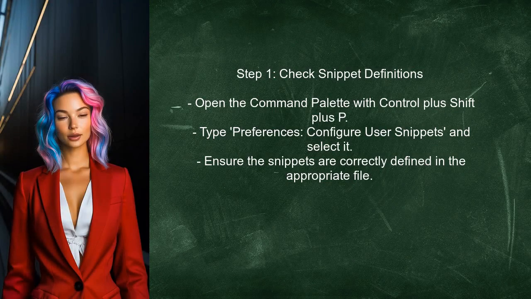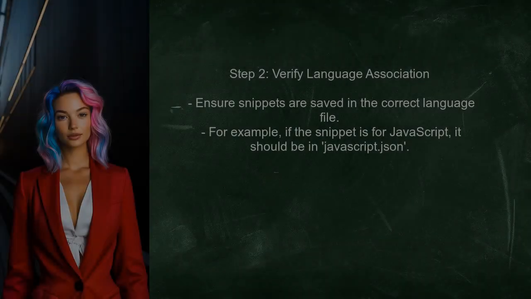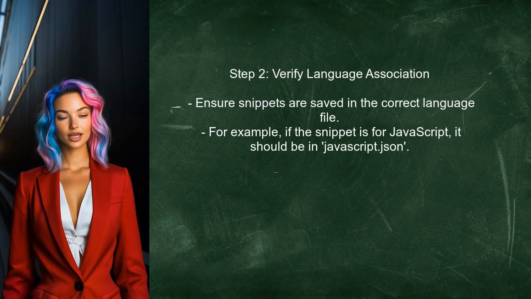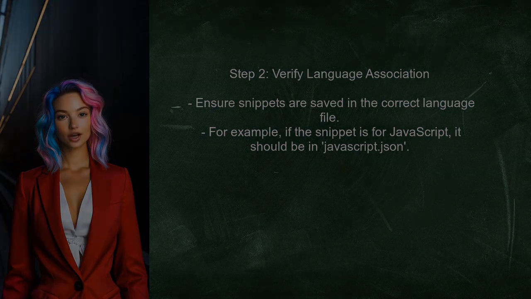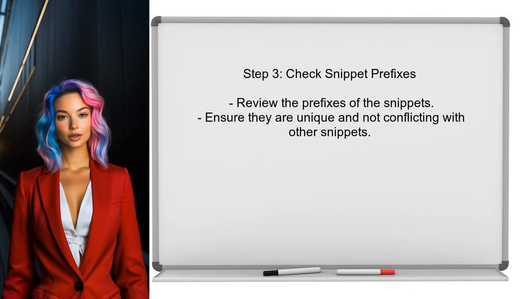To begin troubleshooting the issue with user snippets not working in Visual Studio Code, the user should first check if the snippets are correctly defined in the settings. Next, the user should verify that the snippets are saved in the correct language file. Each snippet should be associated with the language they are intended for. The user should also check the prefix of the snippets. If the prefix is too common or conflicts with existing snippets, it may not trigger as expected.